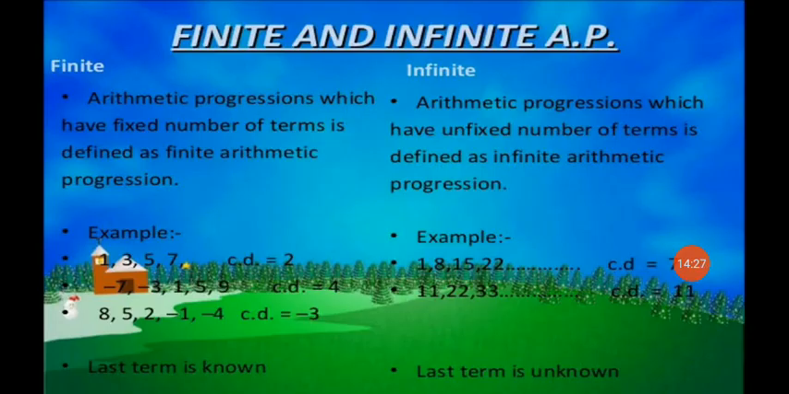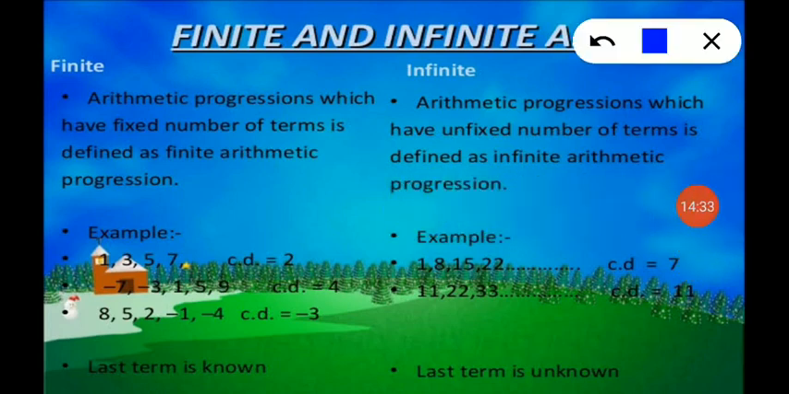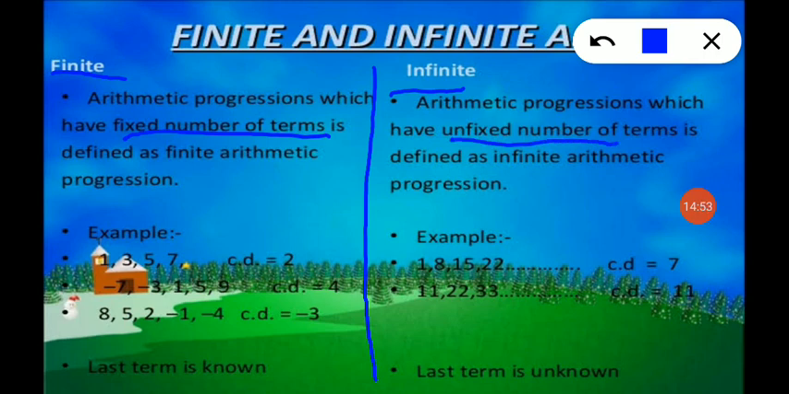Next, we will discuss the types of AP. There are two types of AP, finite and infinite. Finite, as the name suggests, has limited terms. It has a fixed number of terms. And infinite has an unfixed number of terms, which means an infinite AP keeps on increasing. We can increase it as long as the numbers go, and we know that numbers are infinite, so the AP also becomes infinite in that case.